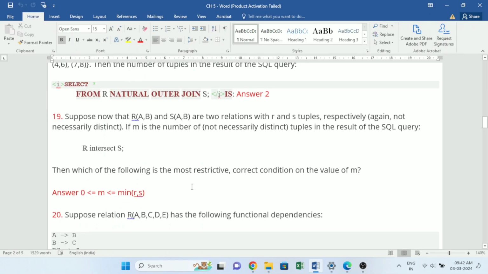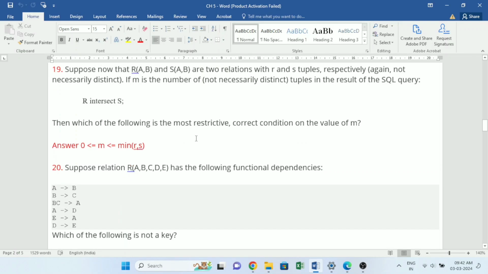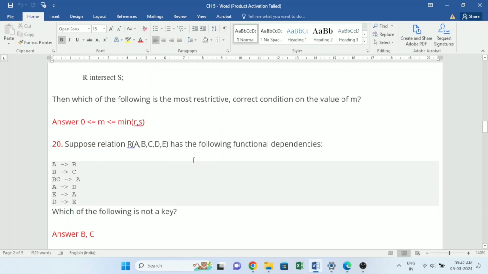19. Suppose now that R(AB) and S(AB) are 2 relations with r and s tuples, respectively, again not necessarily distinct. If m is the number of, not necessarily distinct, tuples in the result of the SQL query R intersect S, then which of the following is the most restrictive, correct condition on the value of m? Answer: 0 ≤ m ≤ min(r, s).